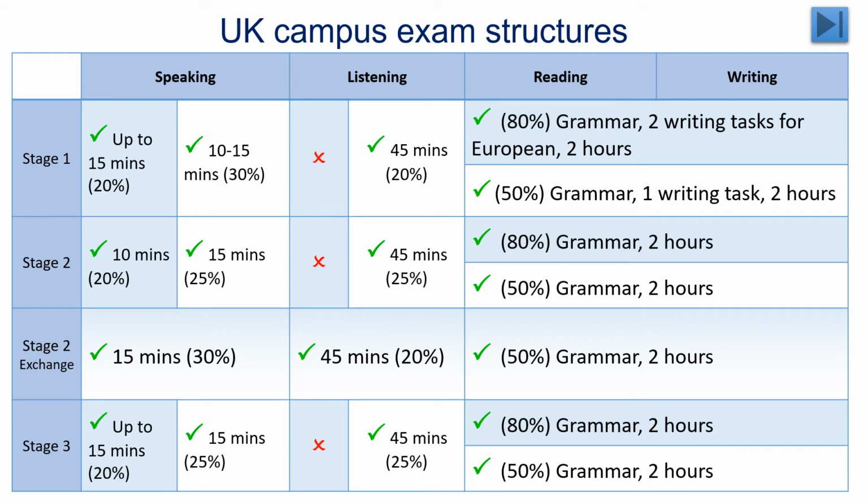Now moving on to the assessment structure of the UK campus. From stage 1 to stage 3, it is the same format. In semester 1, students will have the oral exam and written exam. The written exam consists of reading comprehension, a grammar section, and a writing composition. It lasts for 2 hours. And in semester 2, students will have a speaking exam, listening exam, and the same format of the written exam.